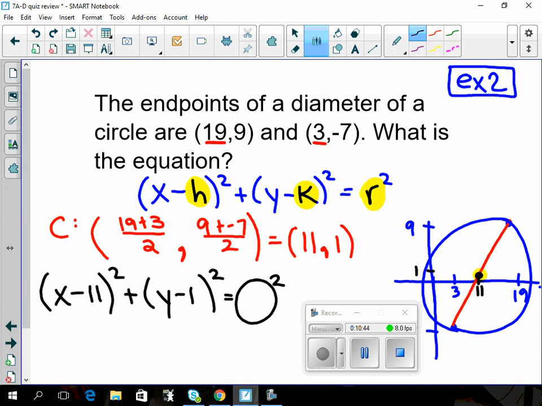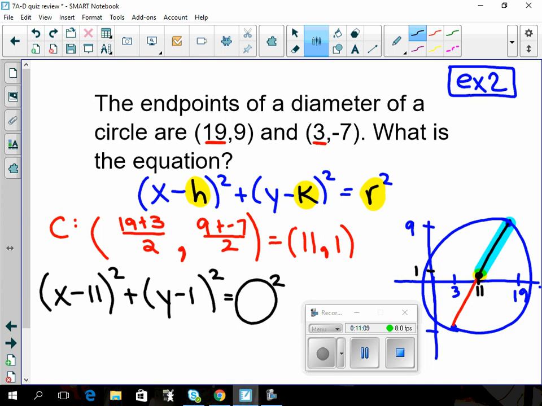How do I find, what am I looking for in terms of the radius? Aren't I actually looking for that distance, that length? Well, be careful. It just takes a little bit of work to get that answer. I want to find the distance between the point.